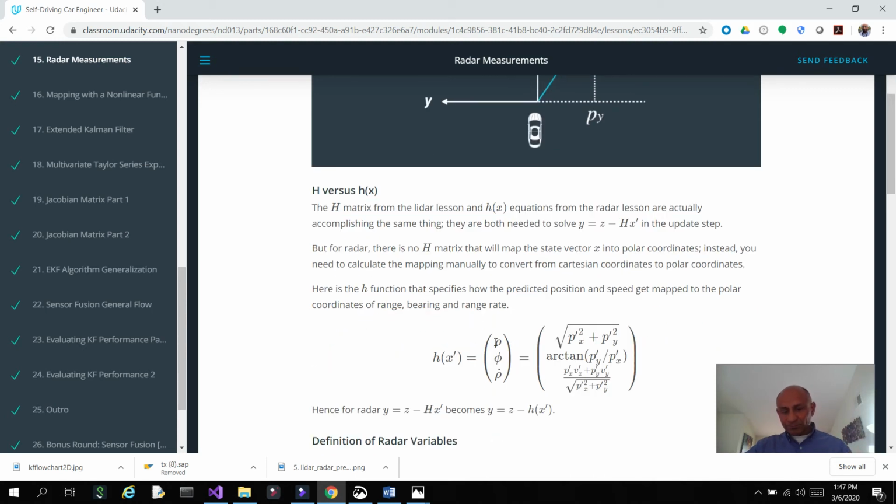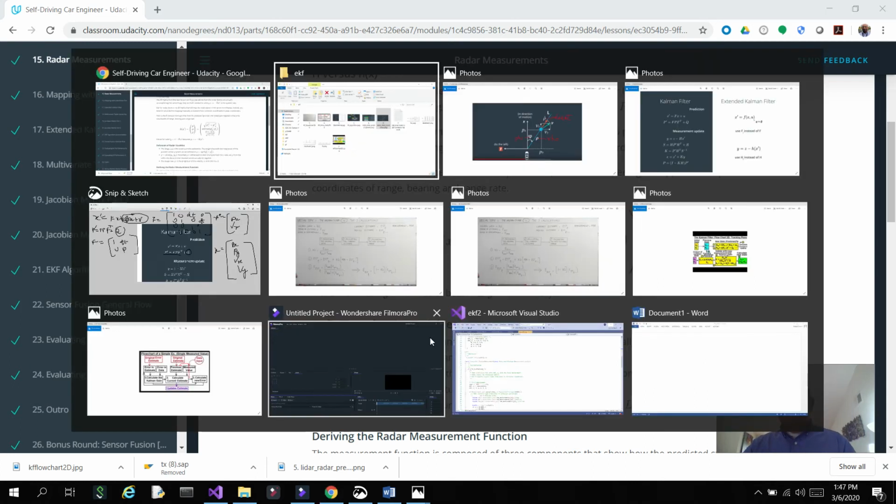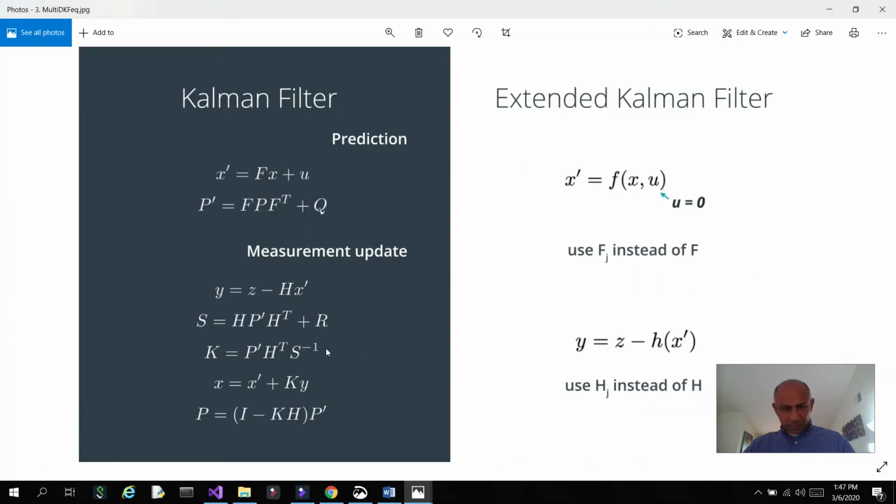So now h of x, which is the measurement function for radar, will be rho, phi, rho dot, which converts to the square root of px squared plus py squared, and arctan: phi is arctan of py divided by px, and then rho dot is (px vx plus py vy) divided by rho. So y equals z minus h(x) for the extended Kalman filter. So we are using the extended Kalman filter for the update of the radar measurements.